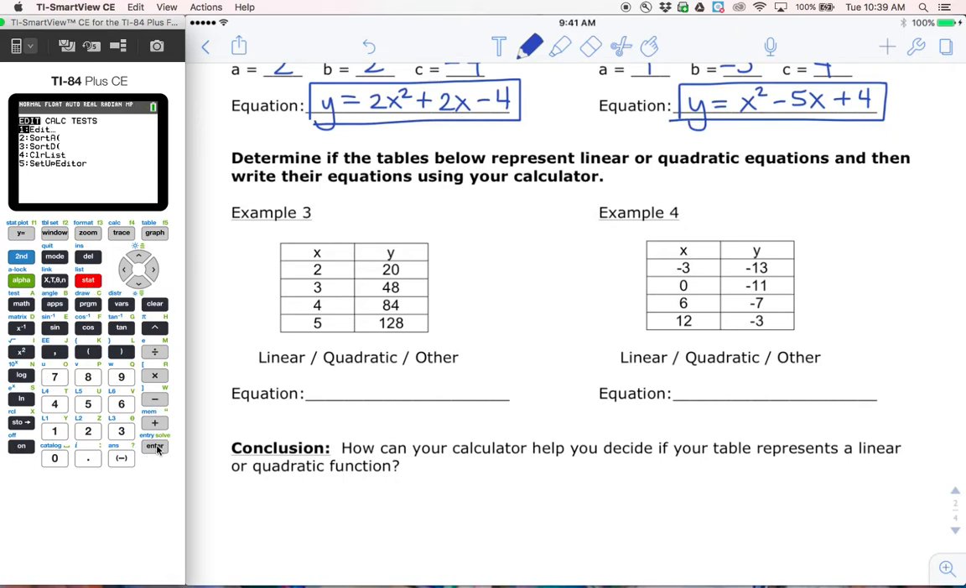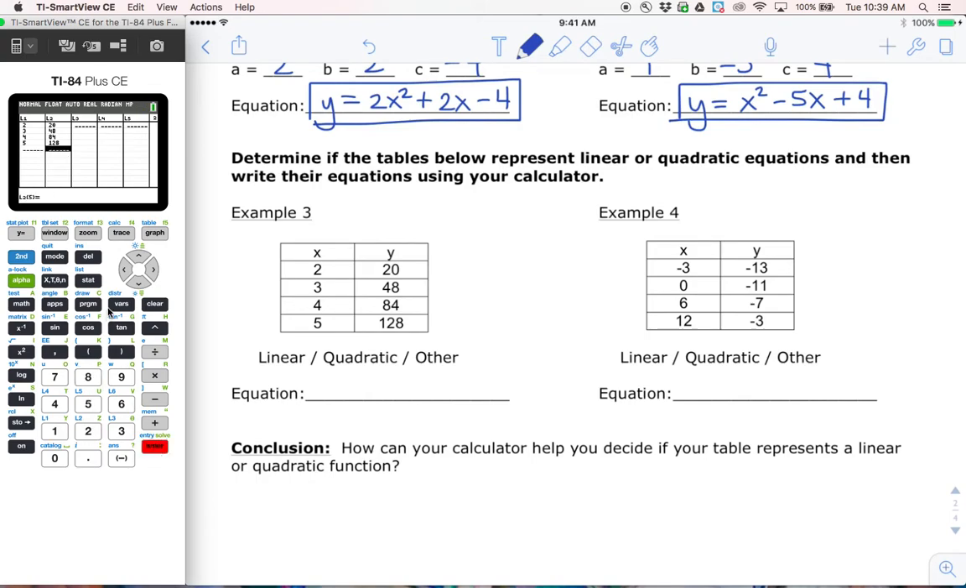All right, we're going to go to stat edit. I'm just going to type right over the numbers in my lists. So I've got 2 and 3 and 4 and 5. And then my Y values are 20 and 48 and 84 and 128.